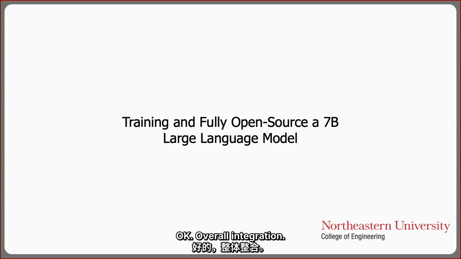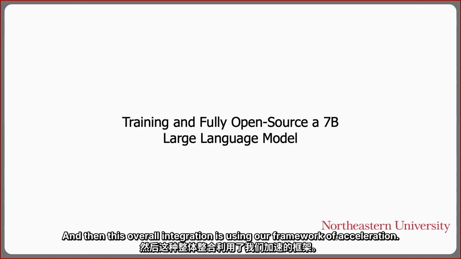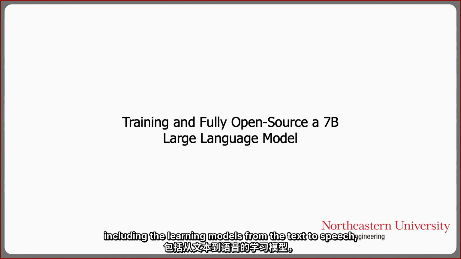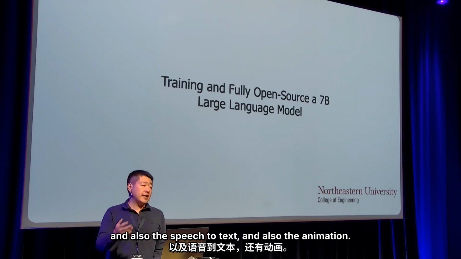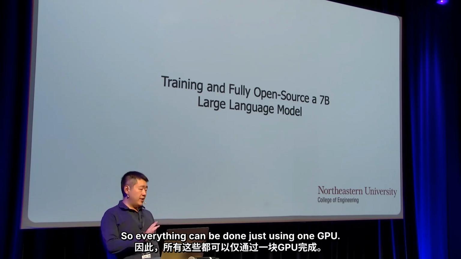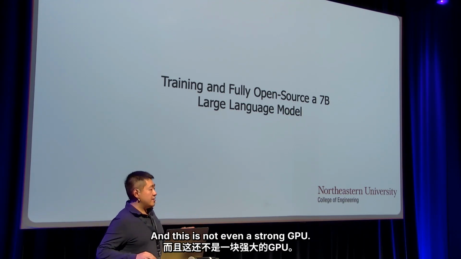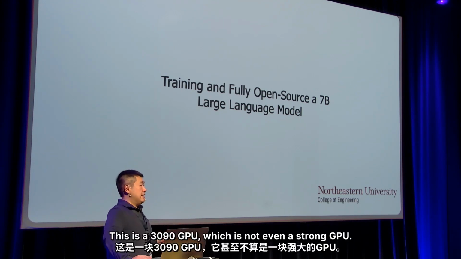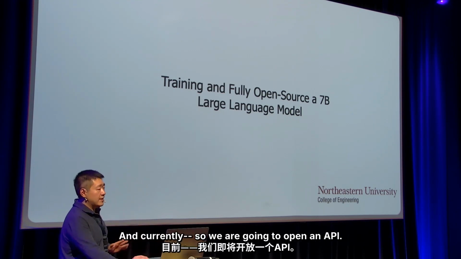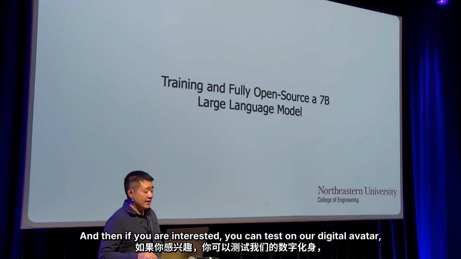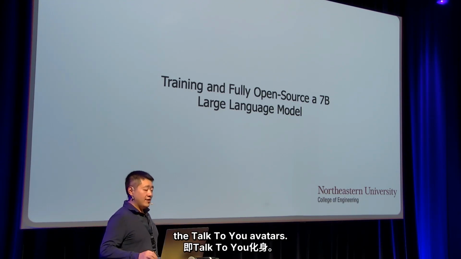Overall integration. This overall integration is using our framework of acceleration, and it integrates everything, including the large language models, the text to speech, the speech to text, and also the animation. So everything can be done using just one GPU, which can significantly reduce the cost. And this is not even a strong GPU, it's a 3090 GPU. And then we can make it real time. Currently, we are going to open an API, and if you're interested, you can test our digital avatar, the talkative avatars.